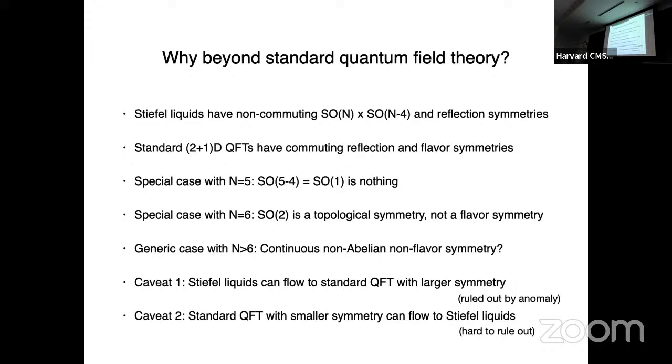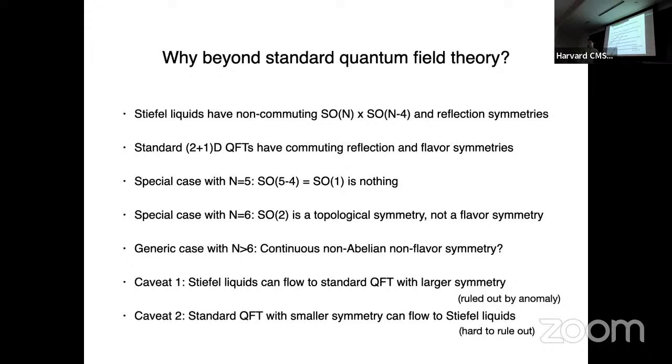So those stable liquids have some strange symmetries. For example, for stable liquid with index n, there's this SO(n) cross SO(n-4) symmetry, and then there's a reflection symmetry. It turns out that this symmetry and this symmetry do not commute. But if we just use the usual recipe to write down any renormalizable Lagrangian with Lorentz invariance, we will see the Lagrangian has some commuting reflection and flavor symmetries.